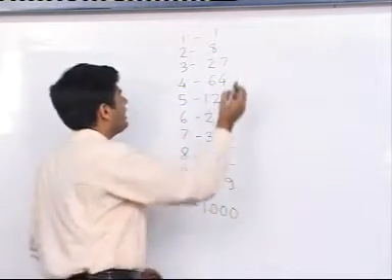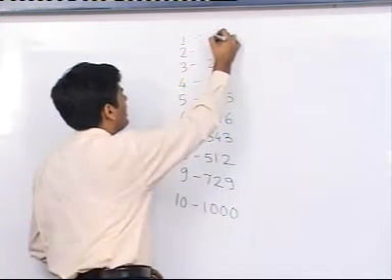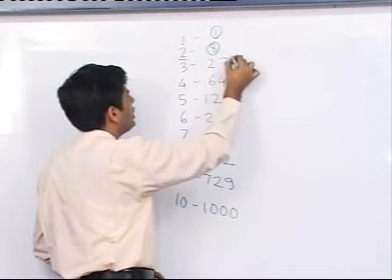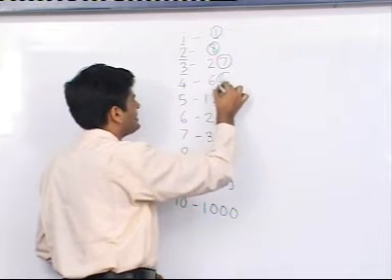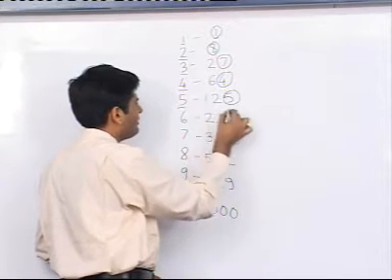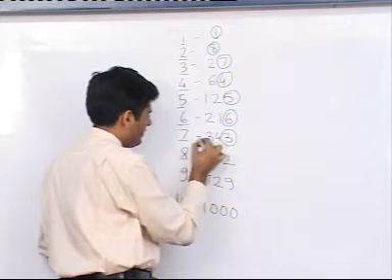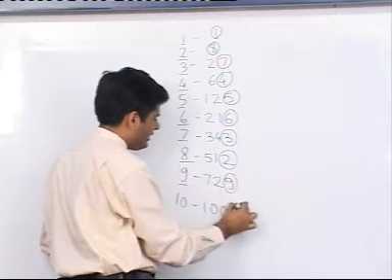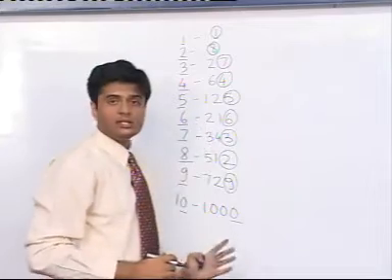When the cube ends in 1, the cube root also ends in 1. If the cube ends in 8, the root will end in 2. If the cube ends in 7, root will end in 3. Cube ends in 4, root will end in 4. 5 will be 5, 6 will be 6, 3 will be 7, 2 will be 8, 9 will be 9, and 0 will be 0. We are looking at only the last digits of each number.